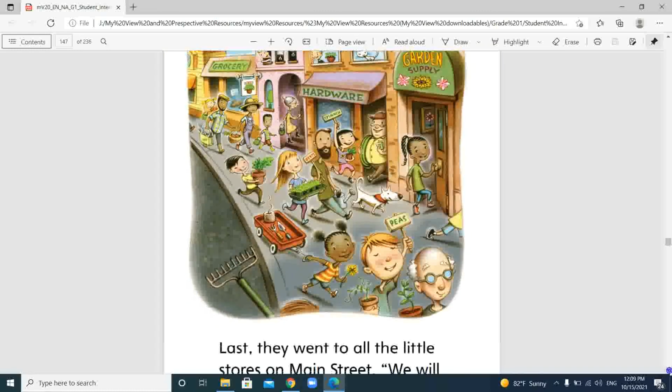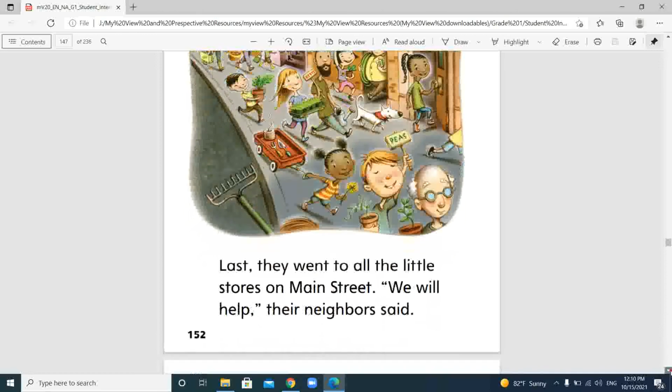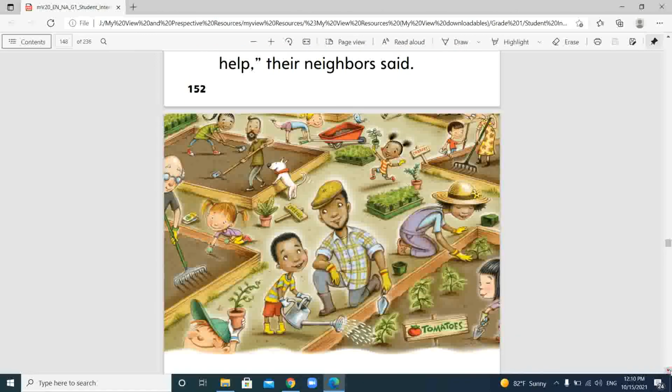Okay, what happened next? Last, they went to all the little stores on Main Street. They went to the stores. Stores is another word for shop. They went shopping to buy the supplies or the things they need for planting. We will help, their neighbors said. So they went to buy the supplies and they went to the stores and the neighbors came out and started to go to the garden party. Look here, all the neighbors are in the garden spot, and they start working together as a group, okay, and they started planting and having their garden party.